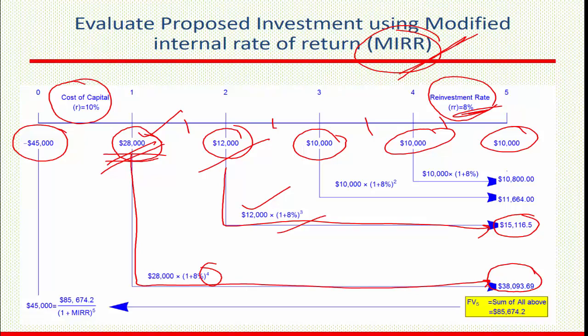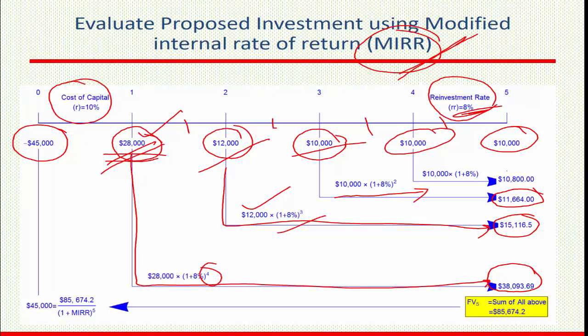15,116.5. Similarly, after 3 years you get 10,000. How much will that be at the end of the project? After 3 years you have 2 periods forward, so you have to find the terminal value of this 10,000 after 2 periods. That's why you multiply 10,000 times 1 plus 8% to the power 2, and that is going to be 11,664.00.